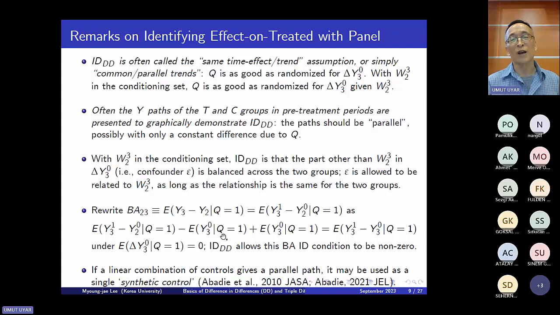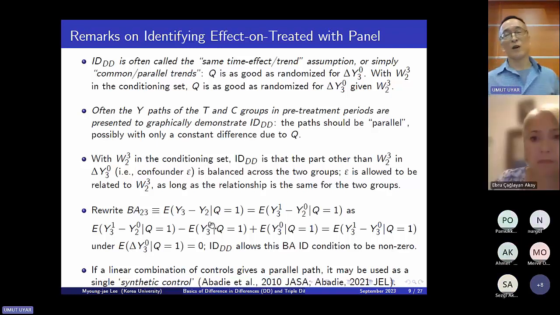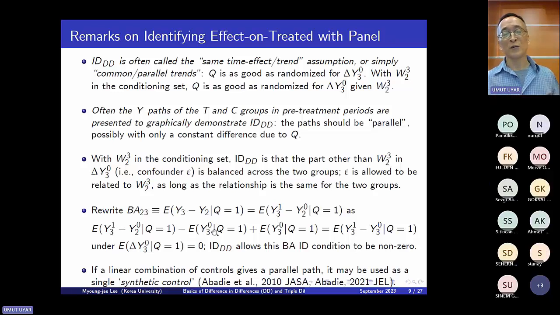This is a counterfactual because for the treatment group, Y3 outcome is Y31, not Y30. Nevertheless, we are imagining Y30 here. So this is a counterfactual. So here I subtract and add the same counterfactual to BA to rewrite BA in this way.